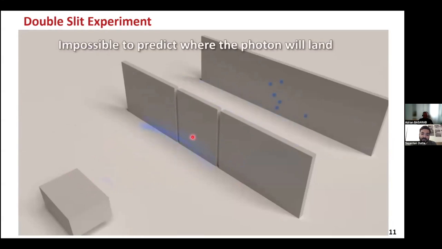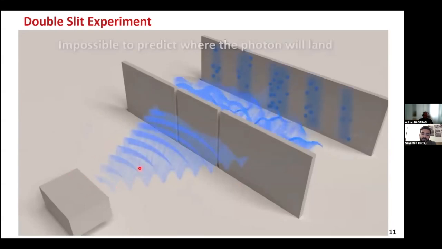When the single photon is traveling through space, it's not acting like a particle. It's behaving like a wave. It's propagating like a wave function. These are the quantum wave functions, and these wave functions give the probability of finding that quantum particle at some position in space.